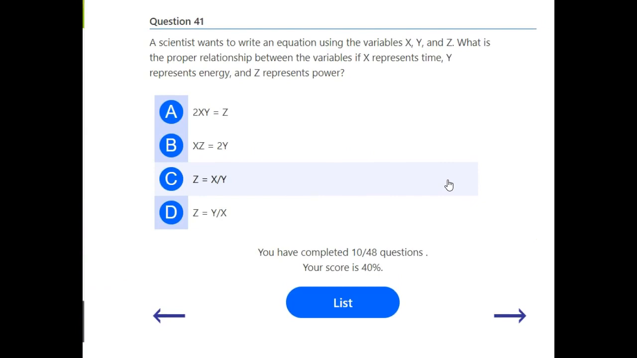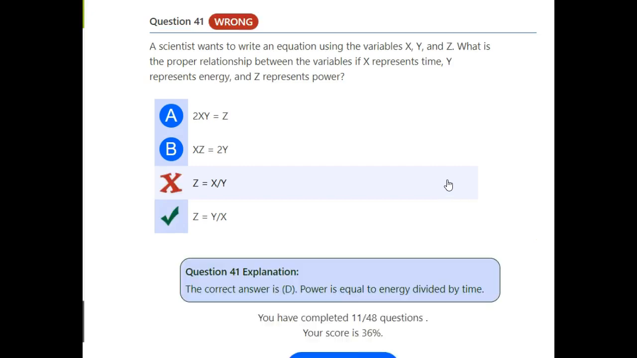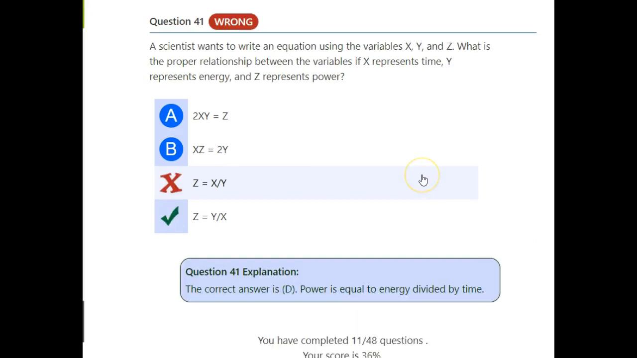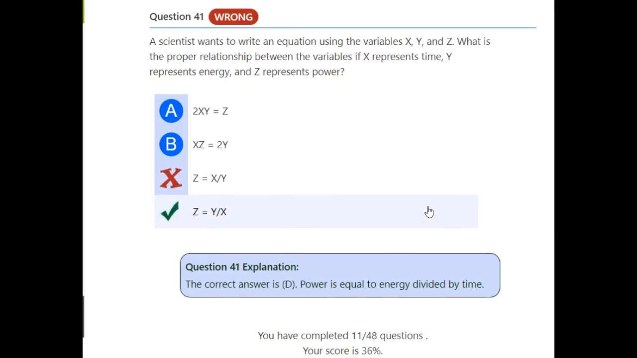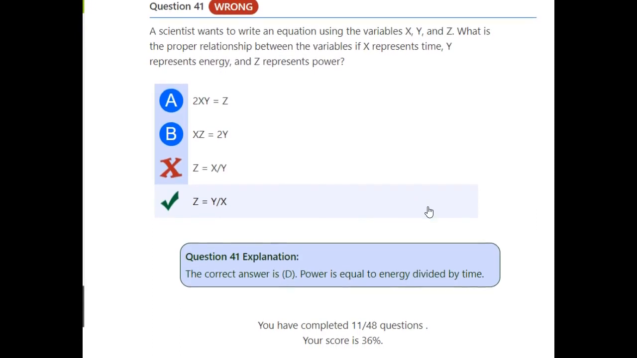The scientist wants to write an equation using the variables x, y, and z. What is the proper relationship between the variables if x represents time, y represents energy, and z represents power? A. 2xy equals z. B. xy equals 2y. C. z equals x over y. And D. z equals y over x. The correct answer is D. Power is equal to energy divided by time.